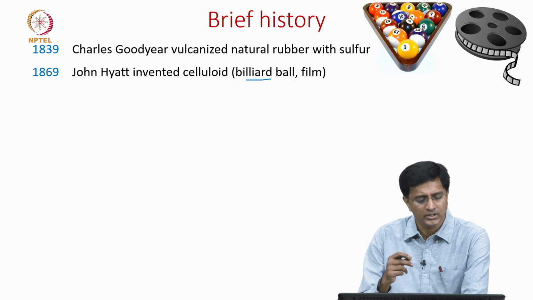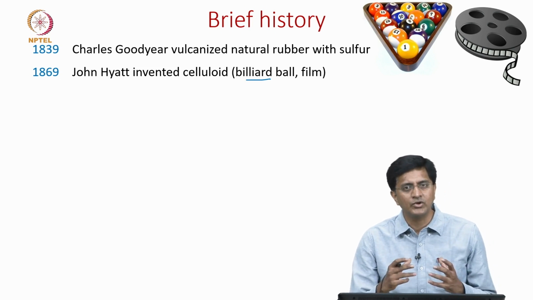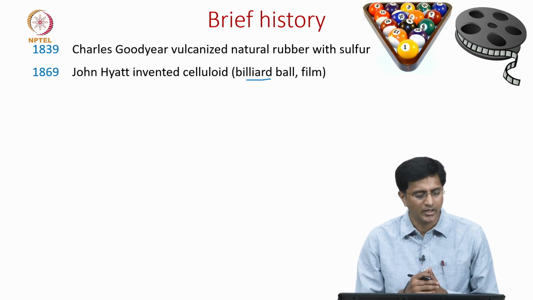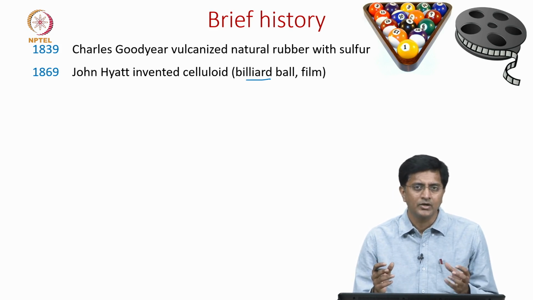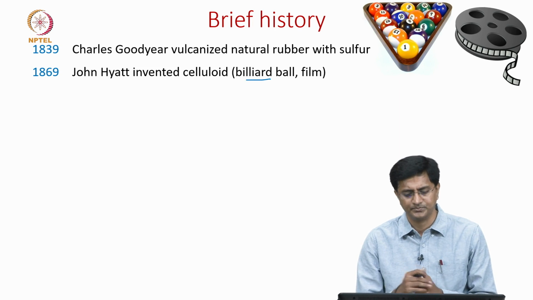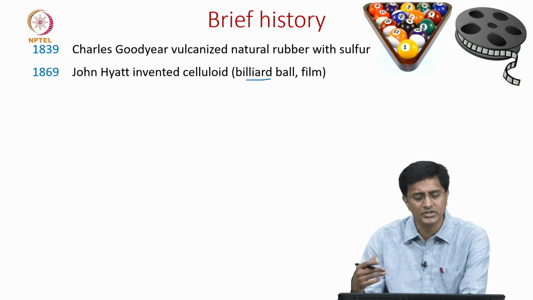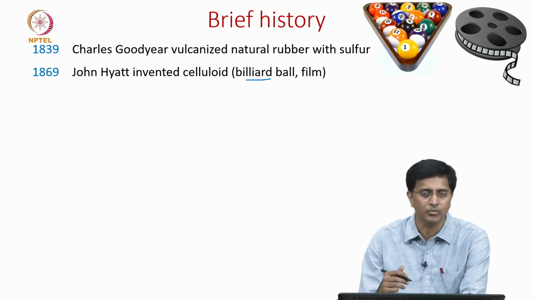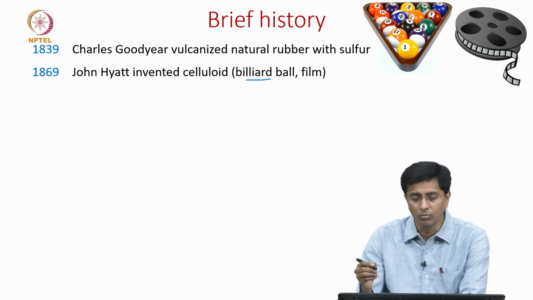To overcome this, the manufacturer of these balls announced a prize of around $10,000 to someone who could create an artificial material as a replacement to ivory. So, John Hyatt worked on it and he invented celluloid. He basically combined nitrocellulose with camphor to come up with this new material called celluloid. Though initially it was a success, later because of some disadvantages of celluloid, other materials replaced these celluloid billiard balls. But there are other applications of celluloid such as movie films.